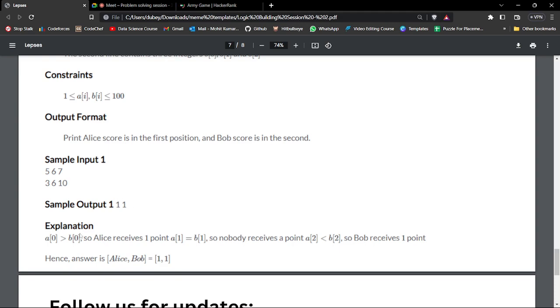The explanation says that A[0] was greater than B[0]. This 5 was greater than 3, so Alice receives a point. A1 and B1 were equal, they both were equal. That is why none of them received a point. And A2, this 7, was smaller than this 10. That is why Bob receives 1 point. And this is how they each got one point, right? So the answer here is 1 1.